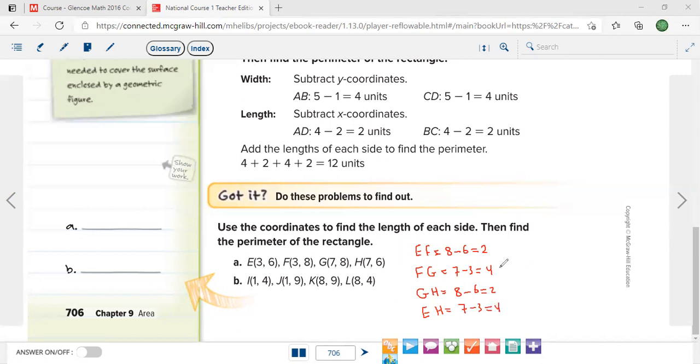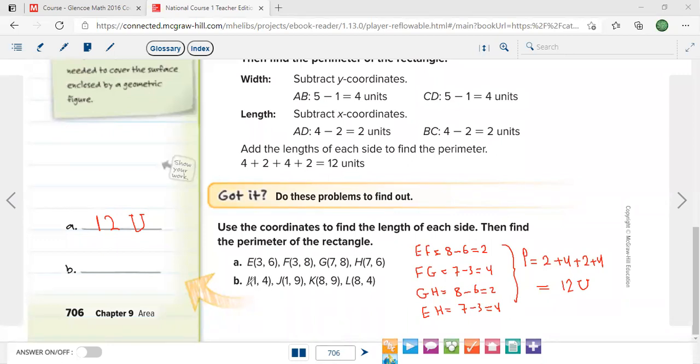So perimeter, in this case, equals 2 plus 4 plus 2 plus 4. This will give 12. Of course, 12 what? 12 units. Don't say unit squared because this is perimeter and perimeter is a length. Perimeter is a length, it's not an area. So just units.